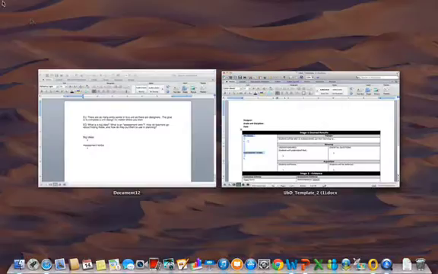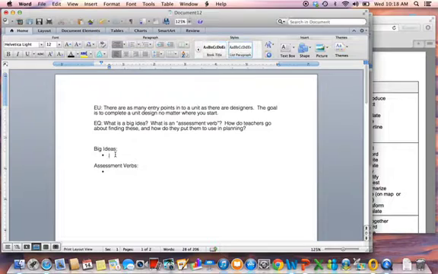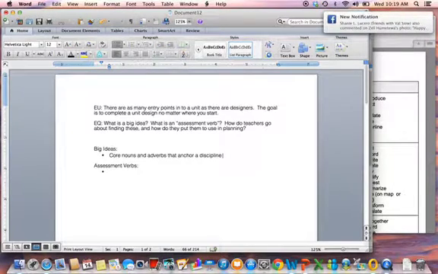So what are big ideas? These are the core nouns and adverbs that anchor a discipline. So if you wanted to think to yourself right now, what are the core ideas that anchor 7th grade science or 9th grade math or algebra or ELA or native lit or continental indigenous studies? What are those core ideas that everything is built around?